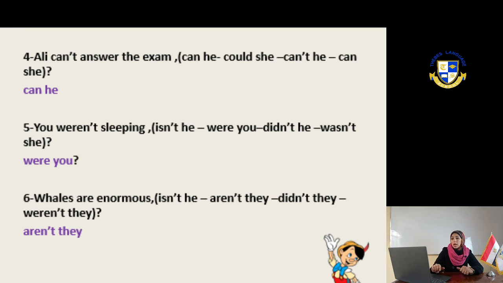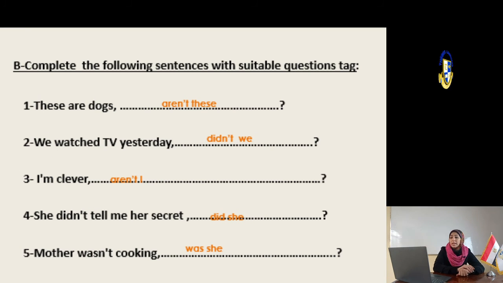For the next slide, complete the following sentences with a suitable question tag. These are dogs. So it will be aren't these? We watched TV yesterday. It's in the past simple. So it will be didn't we? I am clever. Aren't I? Number 4. She didn't tell me her secret. Correct. Did she? Number 5, mother wasn't cooking, was she?